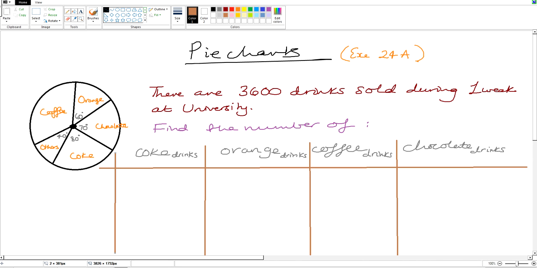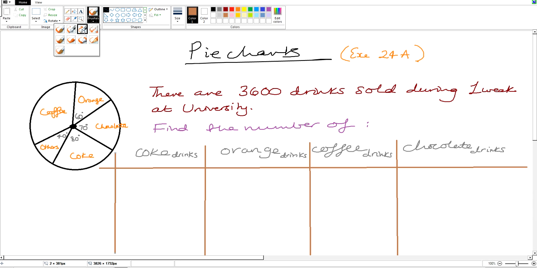Okay, folks. Bismillahirrahmanirrahim. We're looking at pie chart interpretation today. We have a pie chart on the left-hand side. This represents 3,600 drinks which were sold during one week at a university.